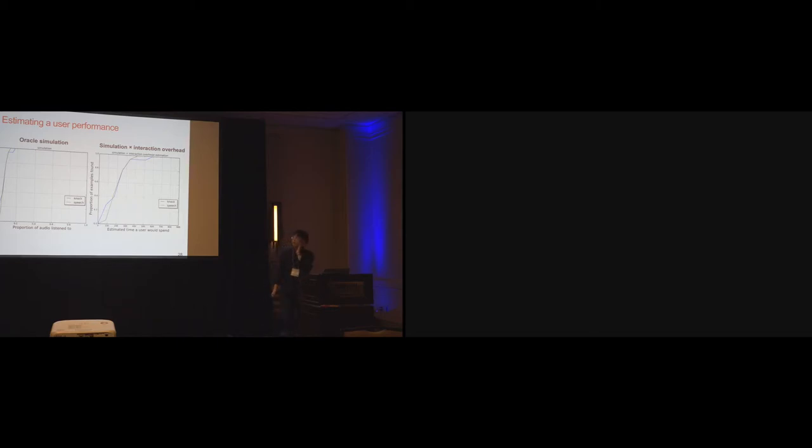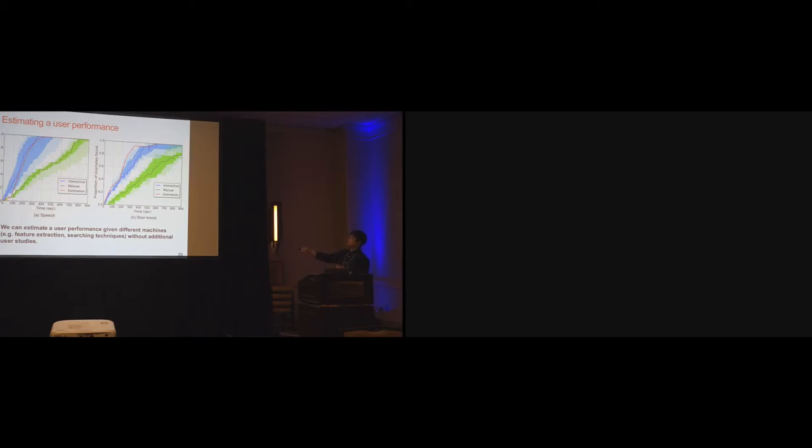Then how can we use that number? We can estimate actual user performance using only the Oracle simulation result by applying that number. This is a result using only Oracle simulation, with the same feature extraction method and search system. It is not ideal because it does not consider any user interaction overhead. So I multiplied by the number we got from the previous slide to make this more realistic. We confirmed that this estimation is similar to the actual graph that we got from our user study. So using this number, we can estimate user performance given different machine learning models, different feature extraction, and searching techniques without an additional user study.